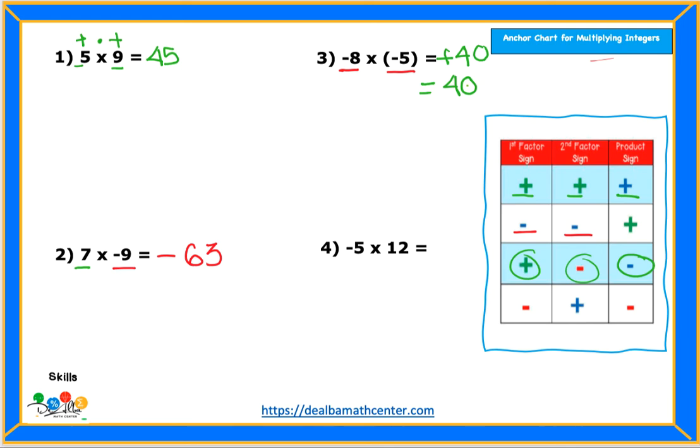Then question number 4. And on this one, we have a negative times a positive. And looks like this example will be right here. A negative times a positive. And when that happens, our answer is going to be negative. So I can put the sign already. And then we can multiply like we always do. What is 5 times 12? Is 60.